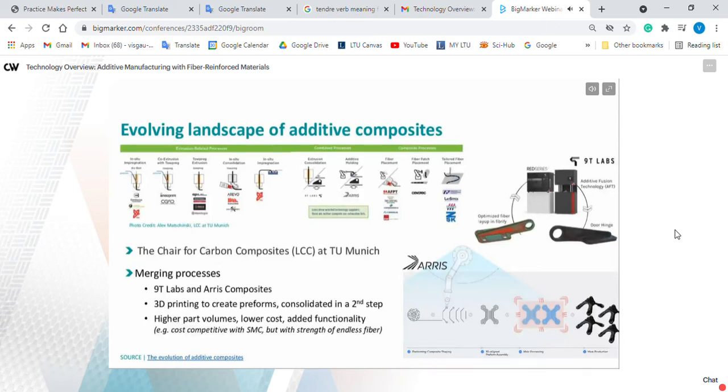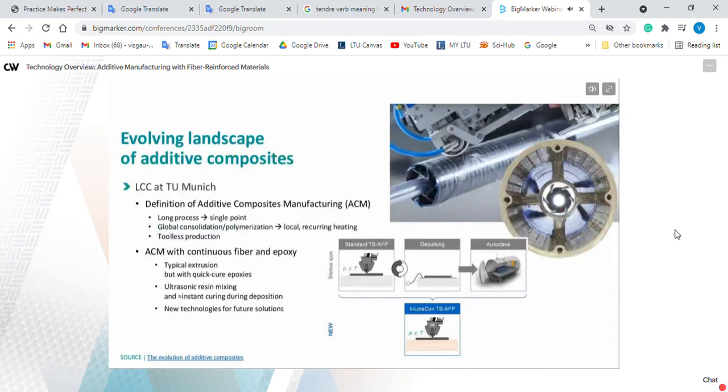And we gave examples of 19 Labs and Aris Composites, and you can see that what they're doing is using the 3D deposition, the 3D printing technology to make preforms, and then they go to a second step, which is a molding step. And what does that buy us? It gives us totally new ways to create higher volumes, compete with materials like SMC, but with continuous fiber, and also add functionality.